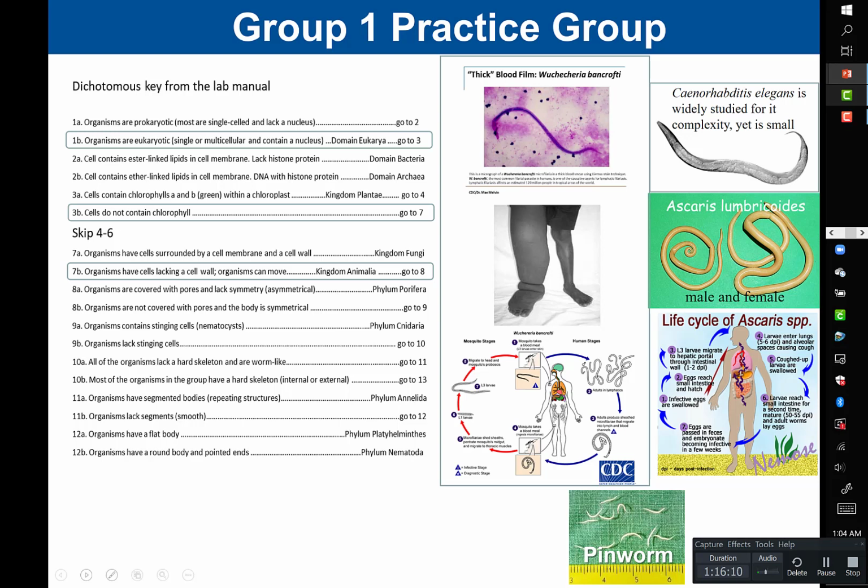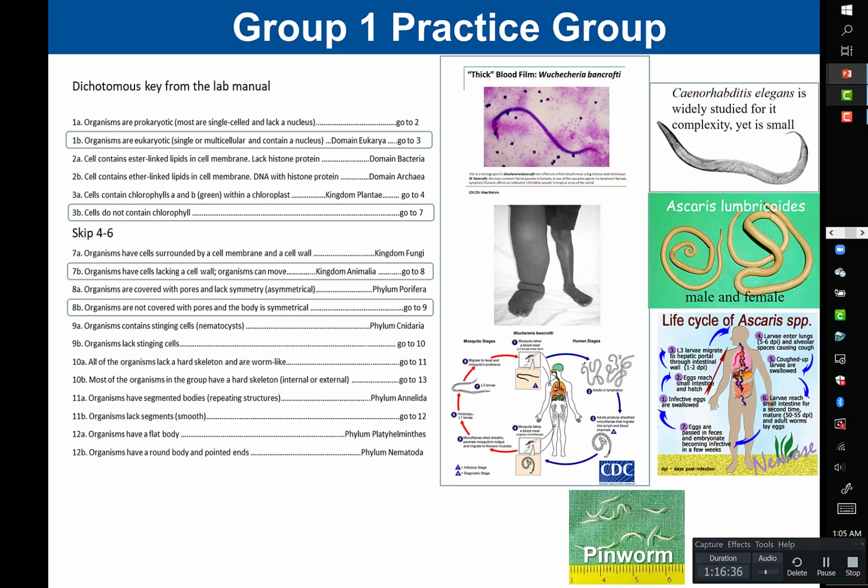Or 8B, organisms are not covered with pores and the body is symmetrical. Answer is body is symmetrical, right? They have bilateral symmetry. They can be divided in half. So we have symmetrical. Go to number 9. Organisms contain stinging cells. So again, not a stinging organ, but stinging cells, nematocysts.